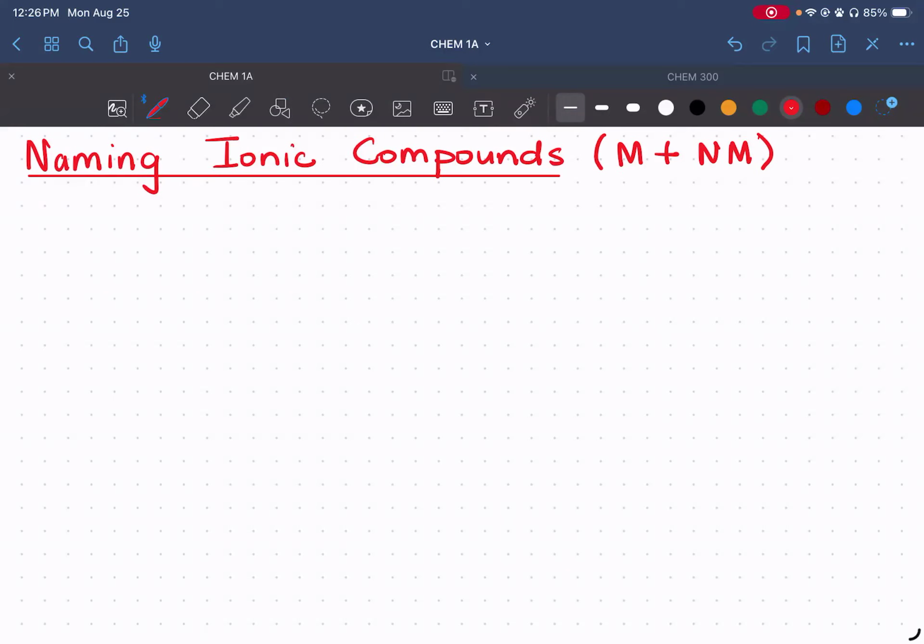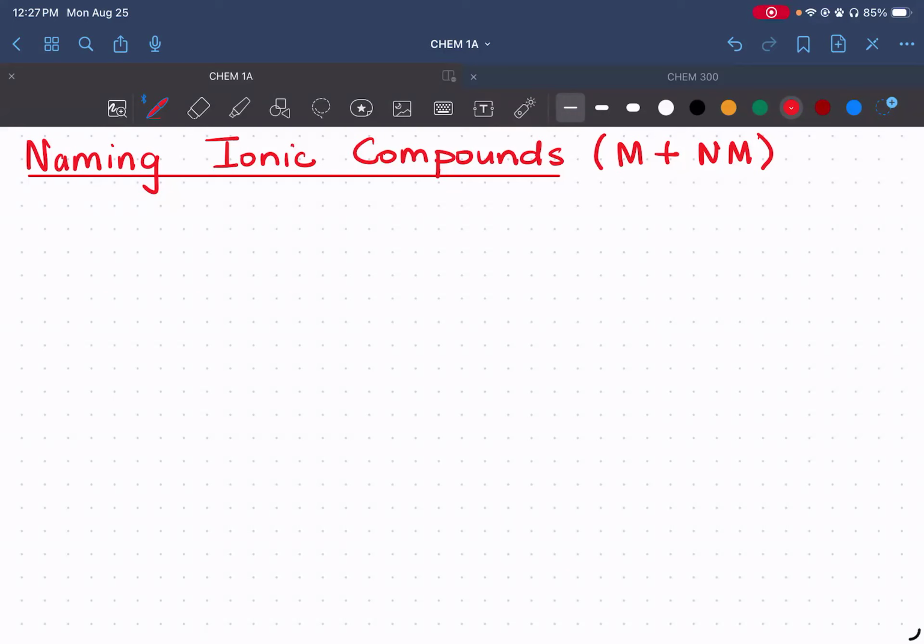All right, the rules are, yeah, is there a question? Yes. So chlorine has 7, which is in group 17. Oxygen is in group 16, so it has 6 valence electrons.